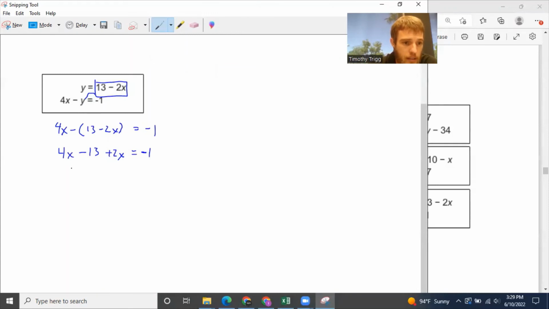4x plus 2x is 6x. We have 6x minus 13 equals -1. Then we would add 13 to both sides of the equation, giving us 6x equals 12. So we're going to actually find a value for x here. So that tells us there's actually just one solution here.